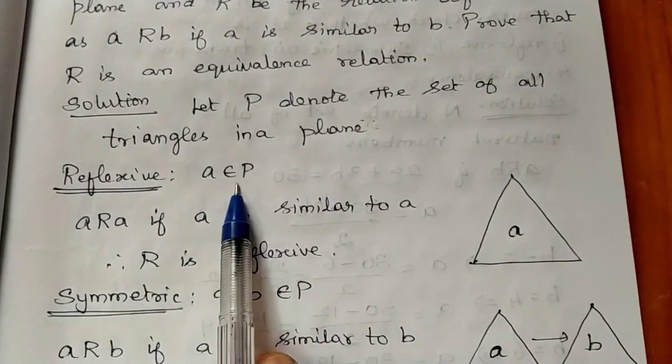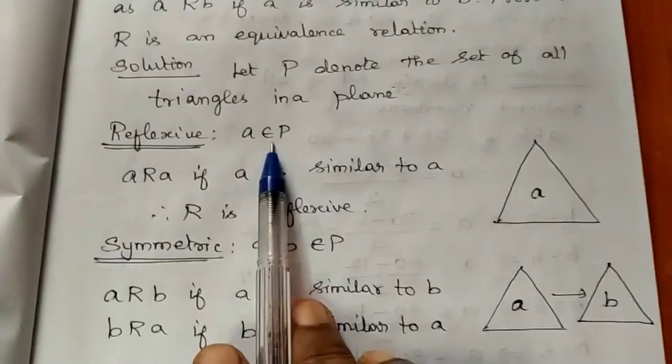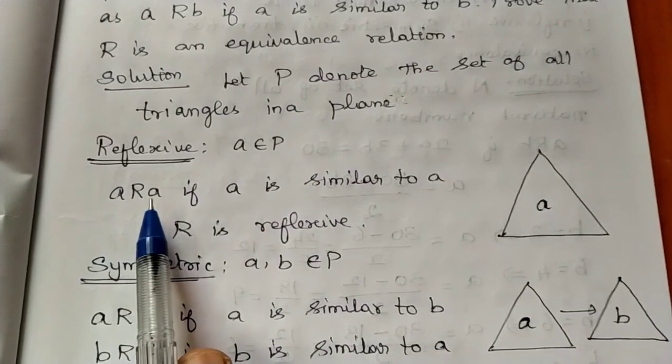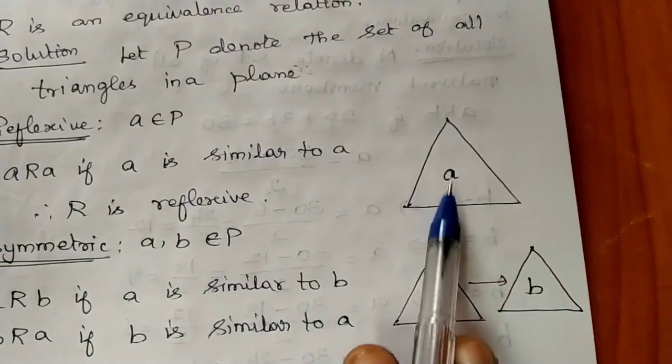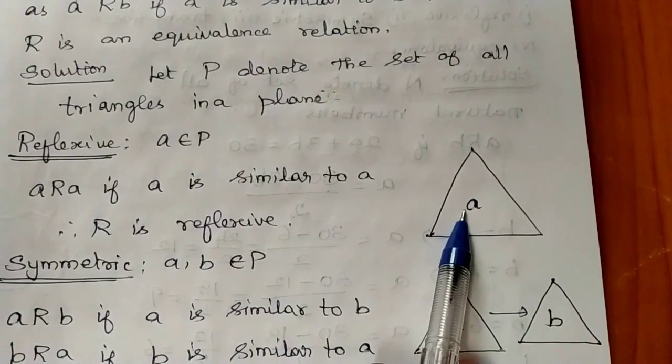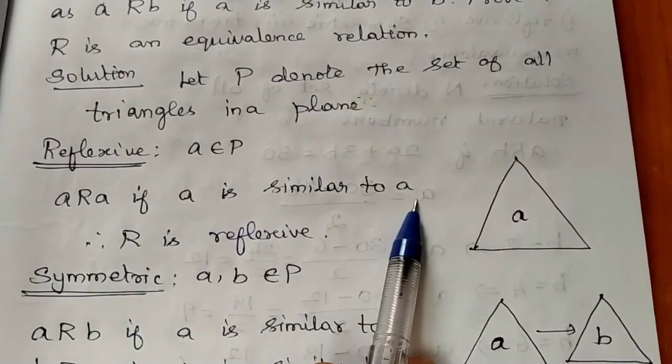Reflexive: A belongs to P. A related to A. Reflexive means A related to A, that is, A is similar to A. The triangle is similar to the same triangle. Then A is similar to A, so R is reflexive.